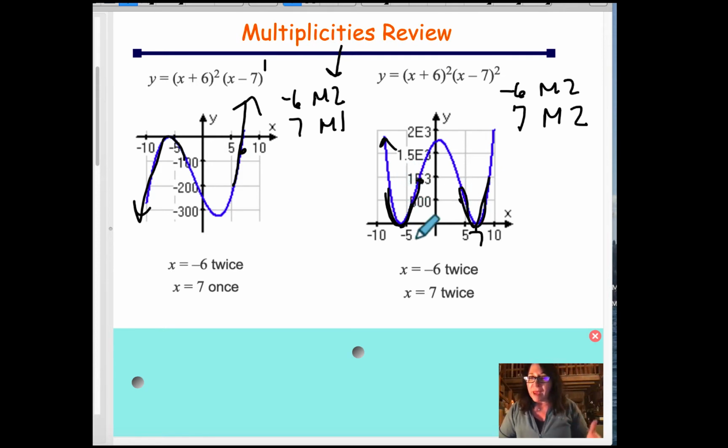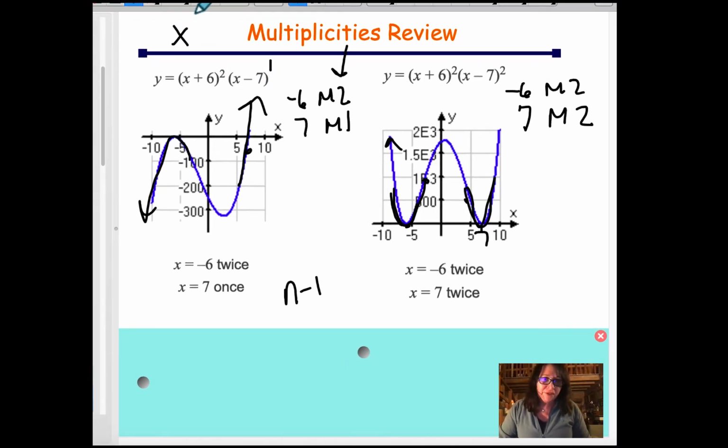And remember, n minus 1 turns. So if my power, this is 2 plus 1, which is 3, so the power is x to the third power. That means I'm going to have two turns. I've got one turn and two turns. So that's n minus 1, so 3 minus 1 is the number of turns that my graph is going to have.